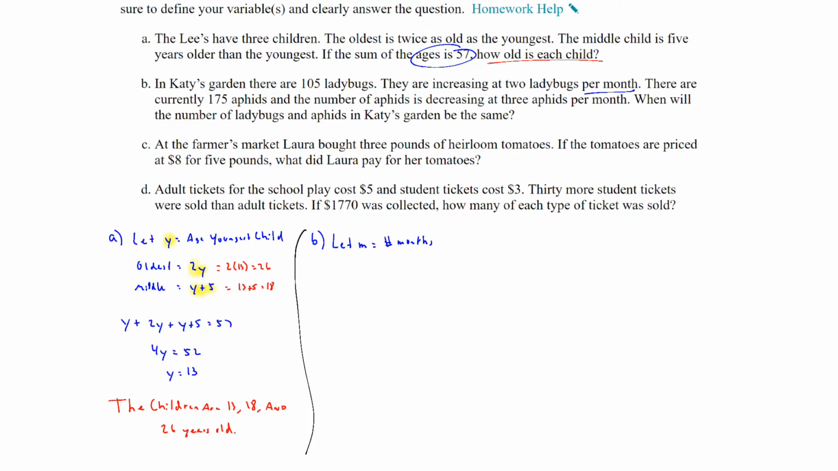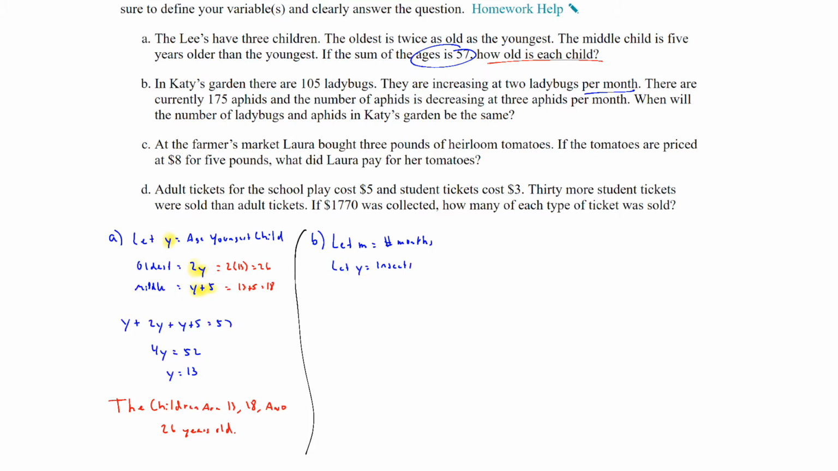And then as it goes along, the last sentence says, when will the number of ladybugs and aphids in Katie's garden be the same? So we're going to let another variable y equal the number of insects. That'll just depend on which one we're talking about. And so therefore, we're going to have two equations.